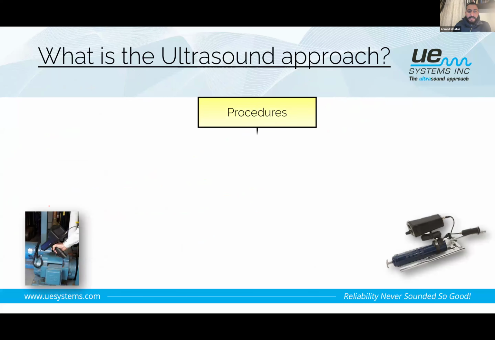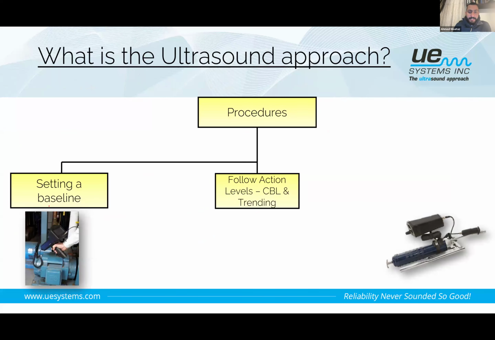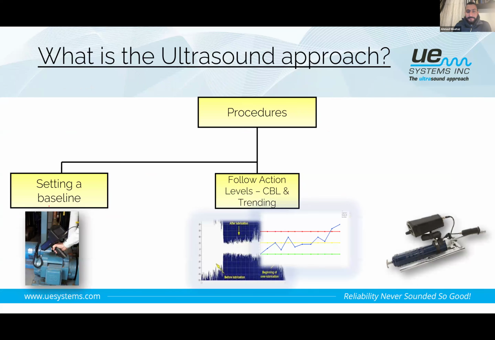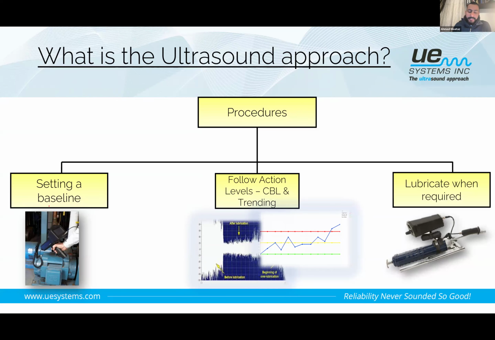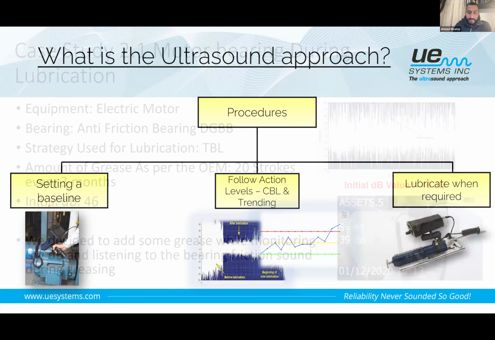So the procedure will be as simple as follows. I will start setting a baseline. I will follow the action levels and the condition-based lubrication trending, and then I will lubricate when it's required.